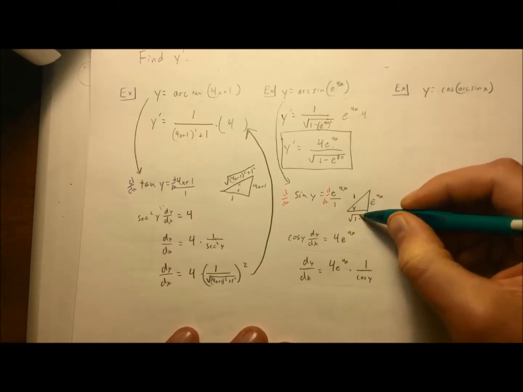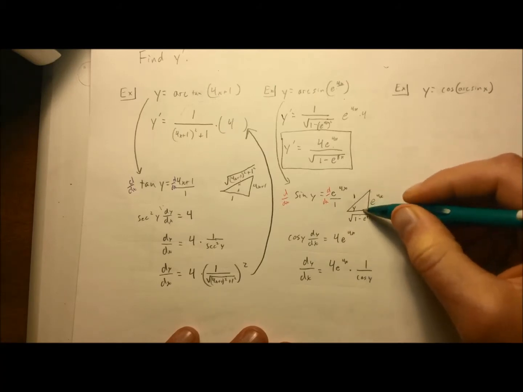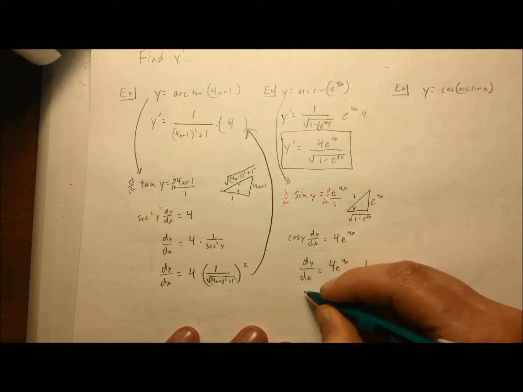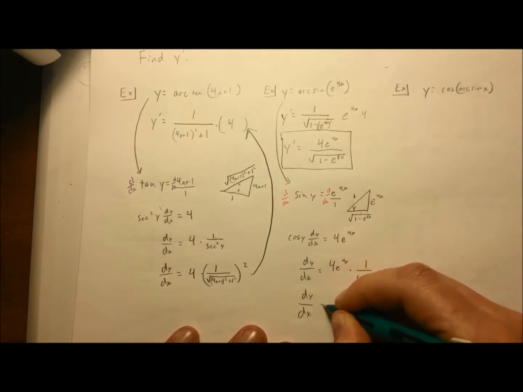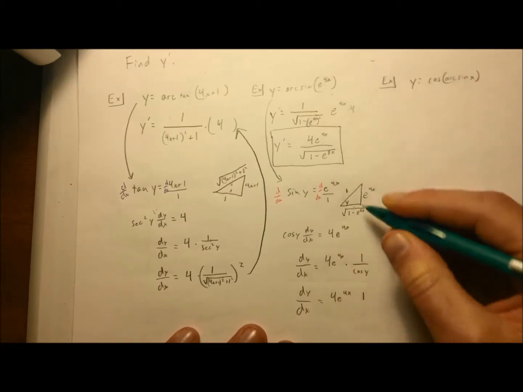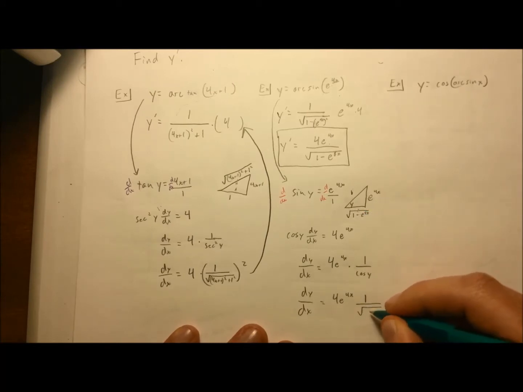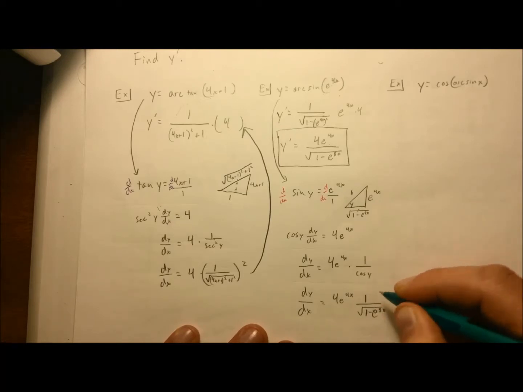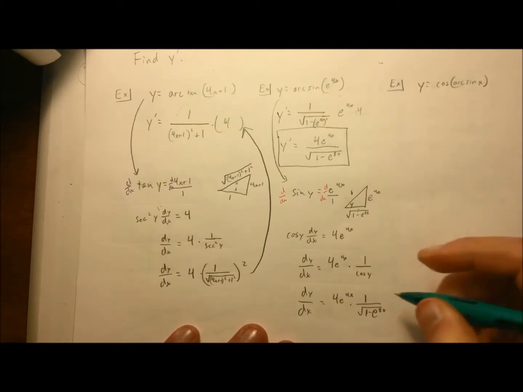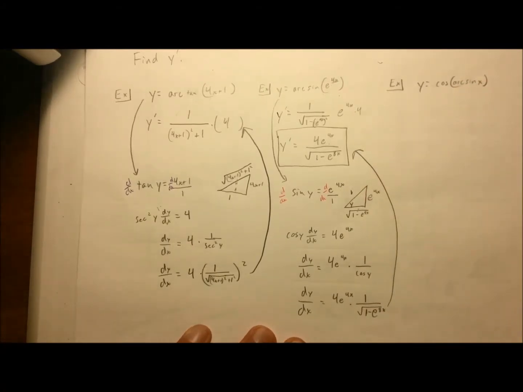Cosine of y is adjacent over hypotenuse. But it's 1 over cosine, so it's hypotenuse over adjacent. Hypotenuse, which is 1, over the adjacent, which is the square root of 1 minus e to the 8x. Amazingly, we get the same thing. Same thing. How does that happen? It's math.